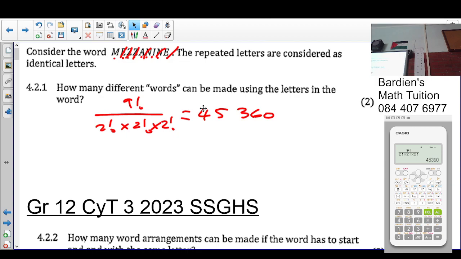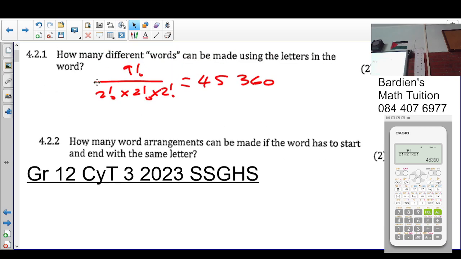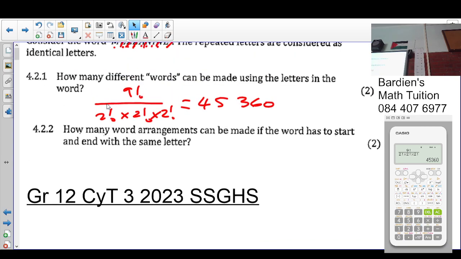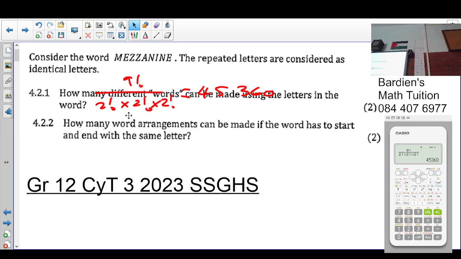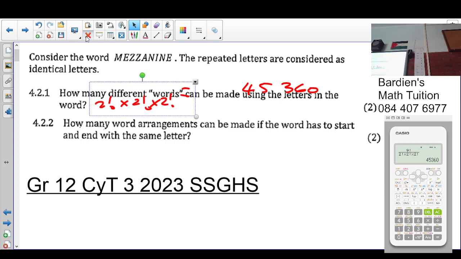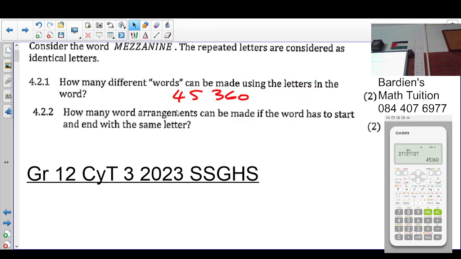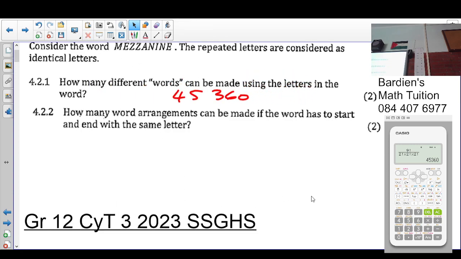In question 4.2.2, it becomes sticky now. Here we are told, to keep the word in focus, so we know this one's answer. In 4.2.2, how many word arrangements can be made if the word starts and ends with the same letter?